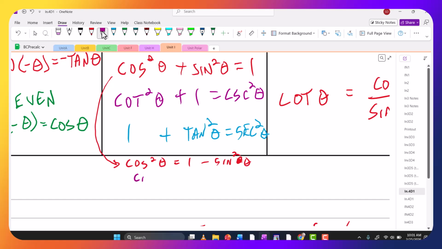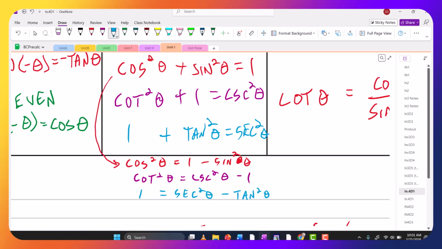What's cotangent squared all by itself? Well, then that equals cosecant squared minus 1. I just have to subtract 1 from both sides. What's 1 equal? This is wild. I could actually turn these all into 1. Well, let's just turn this one into 1. That's equal to secant squared theta minus tangent squared theta.